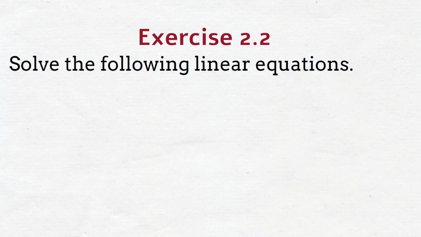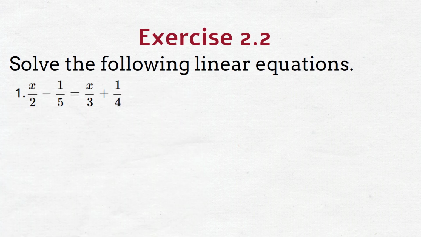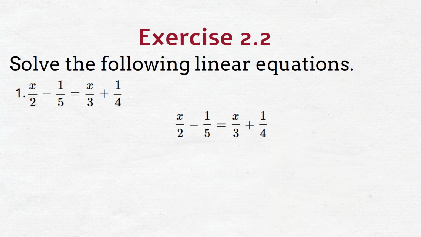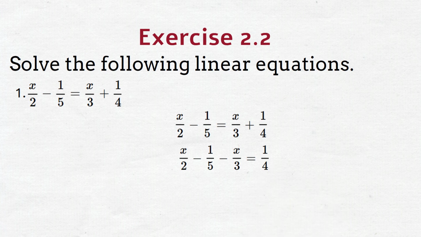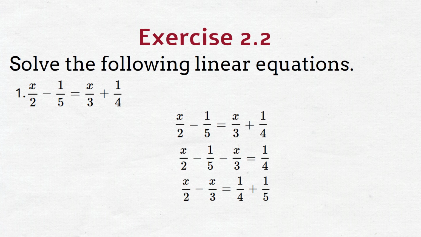Question 1 is x/2 minus 1/5 equals x/3 plus 1/4. x/2 minus 1/5 minus x/3 is equal to 1/4. x/2 minus x/3 is equal to 1/4 plus 1/5.